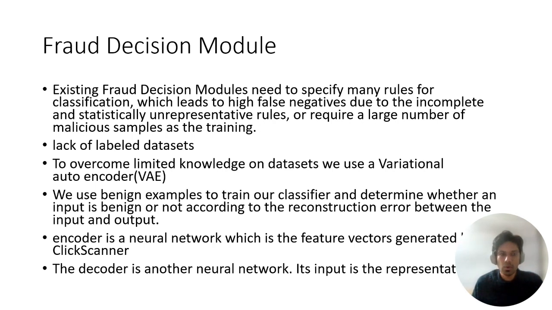The encoder is a neural network, and its input is the feature vectors generated by ClickScanner. That is also the case with the decoder, which is also a neural network, and its input is the representation. Here we can reconstruct the error to measure differences between the input and the output. In the training stage, we train with benign examples as feature vectors in advance so that the encoder is able to learn the representation of benign examples. Here we select around 10,000 benign apps, and we train the VAE with the feature vectors.